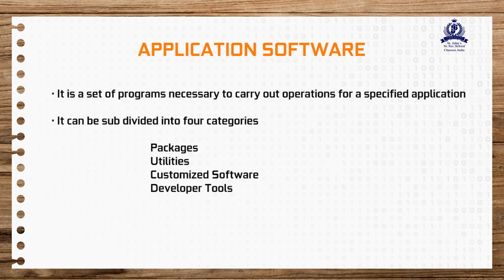The next topic is application software. The second kind of software is application software. Application software is a set of programs to carry out the operations for a specified application.